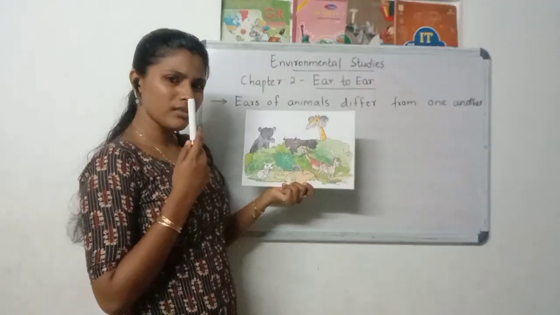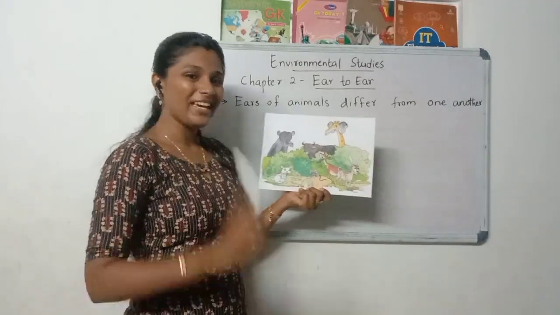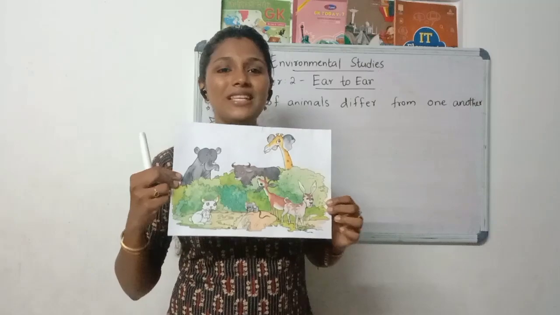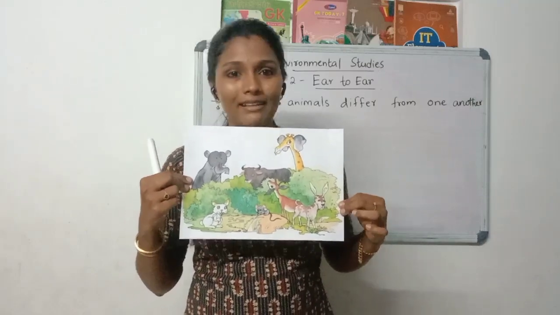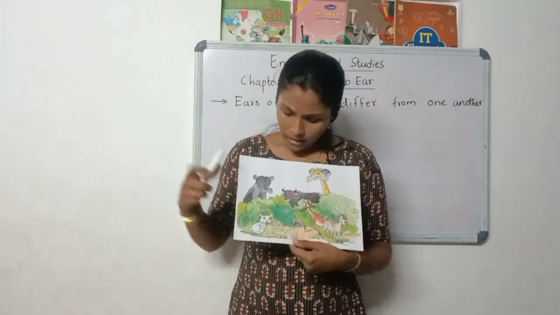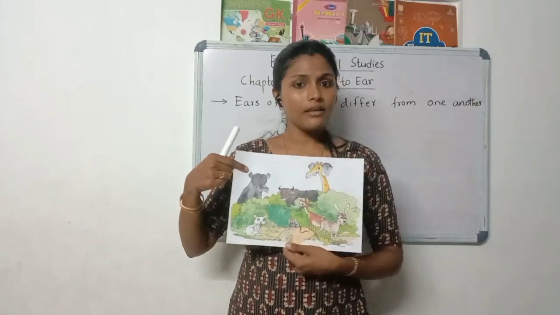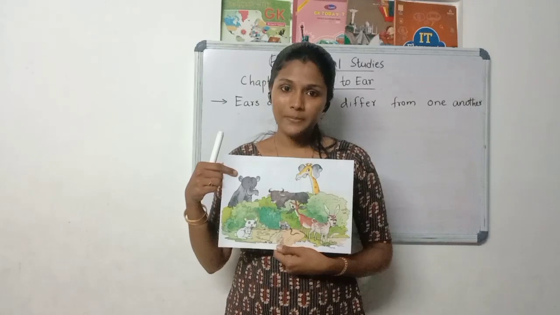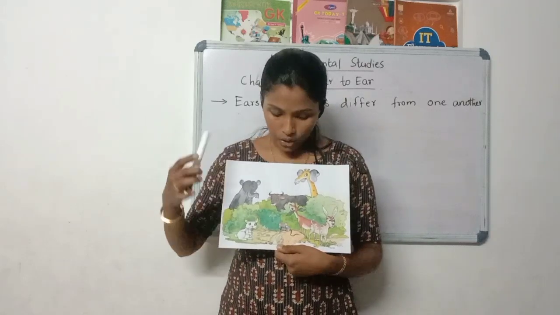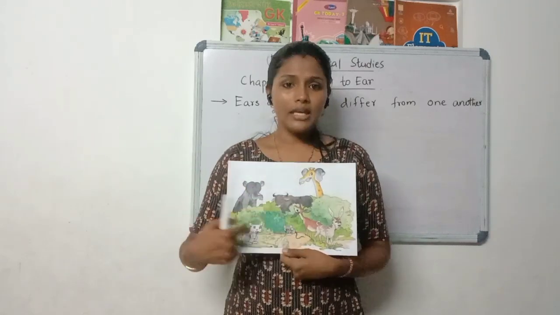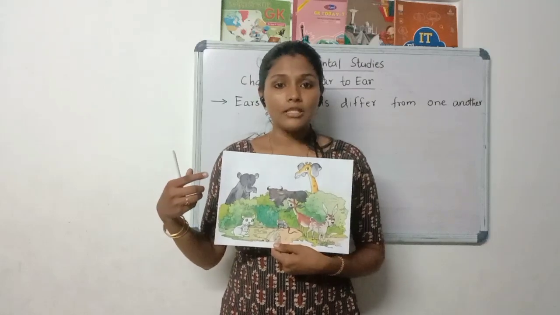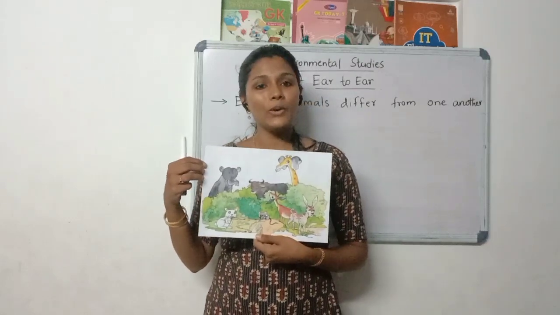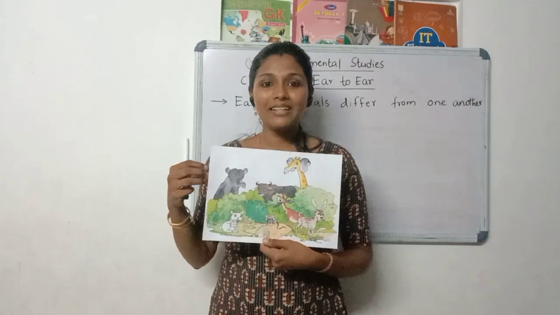I think the nose. Is it? No, the ears. Yes, the ears of these animals are not correct, right? So, is this the ear of an elephant? Is this the ear of an elephant? No, right? So, all the ears are mismatched by the artist. So, let me show you the correct images.